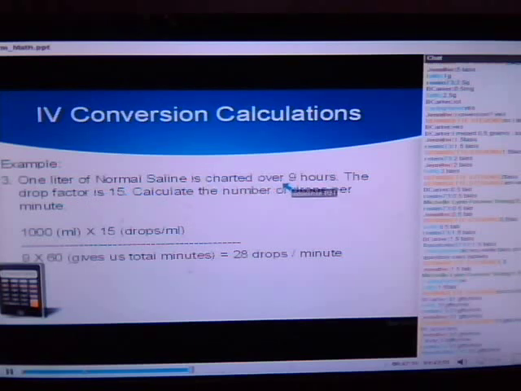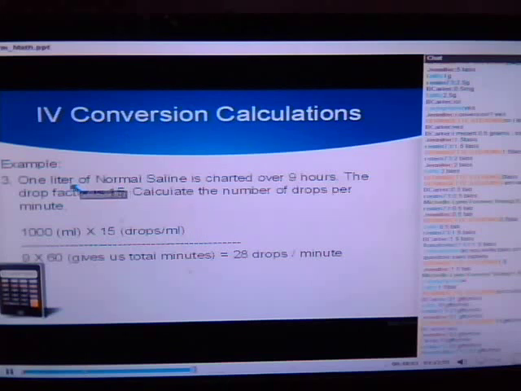Again, it's just the 1 liter, 1 milliliter, right? I had to do a little conversion here because it's asking for drops. So I know that 1 liter is 1,000 milliliters, right? Times 15, and don't forget, do the 9 times 60, and we come up with what Cindy said.